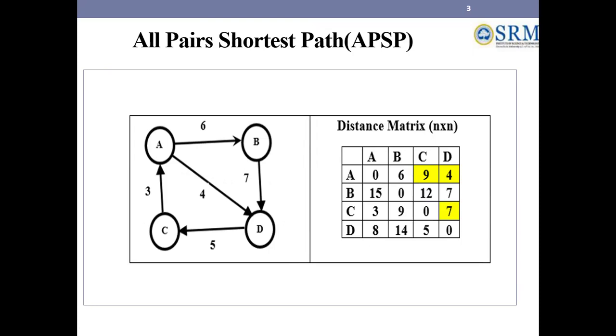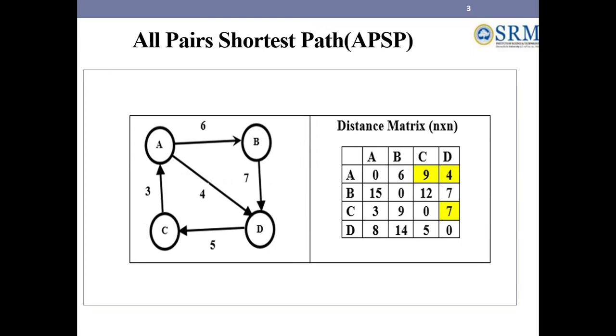Here there are four vertices A, B, C, D. So we have a 4 cross 4 matrix, with columns and rows named A, B, C, D. Then all diagonal values are always 0 because the distance to the same node, A to A, B to B, C to C and D to D, is 0. So diagonal values are always 0. No need to calculate the diagonal value. We can keep it as it is. So we are going to find out the remaining values.